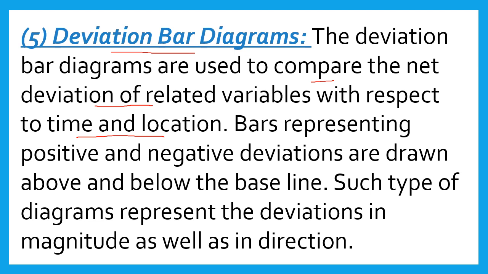Bars representing positive and negative deviations are drawn above and below the baseline. The bars which show positive deviation are drawn above the baseline, and the bars which show negative deviation are drawn below the baseline. Such types of diagrams represent the deviations in magnitude as well as in direction.